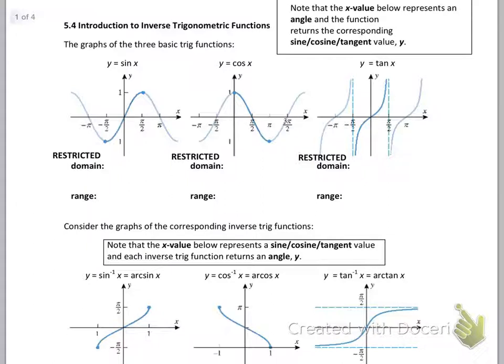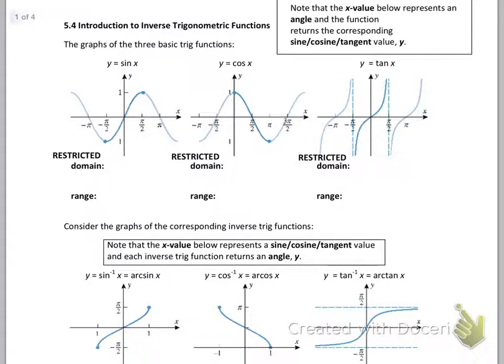So it's important to note that the x values below represent an angle, and the function returns the corresponding sine, cosine, and tangent y value. So these are the original basic trig functions. We have sine, cosine, and tangent. And we're going to restrict the domain that you see in the bolded blue so that when we graph the inverse of these functions, they are still functions.